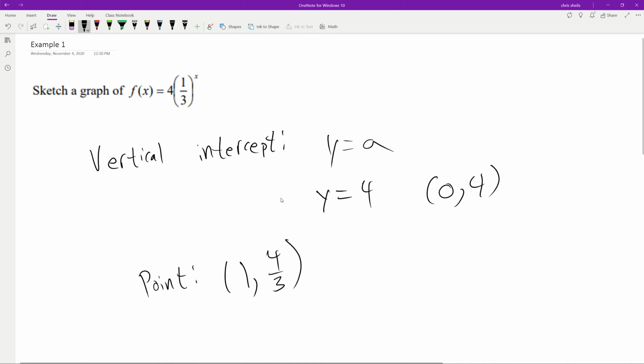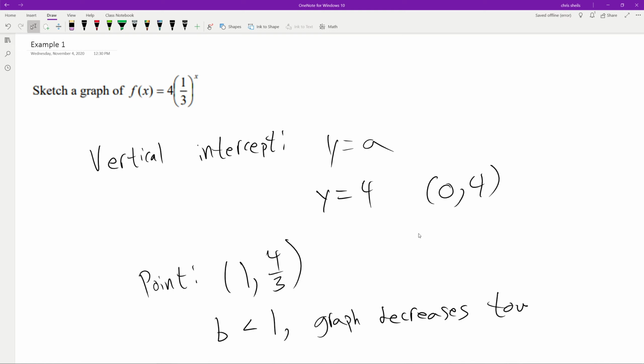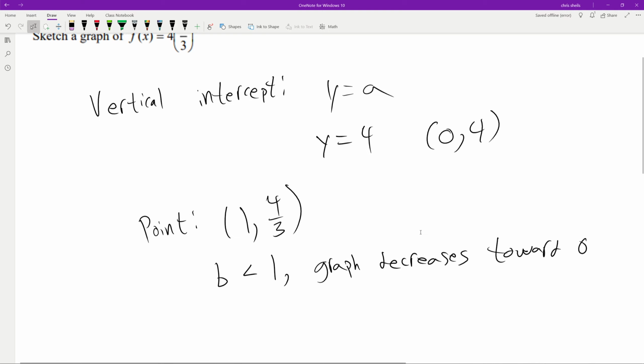Notice that because b is less than 1, right? B is 1/3. This means that the graph is going to be decreasing towards 0. And since a is greater than 0, the graph will be concave up, right? A is 4, which is greater than 0.